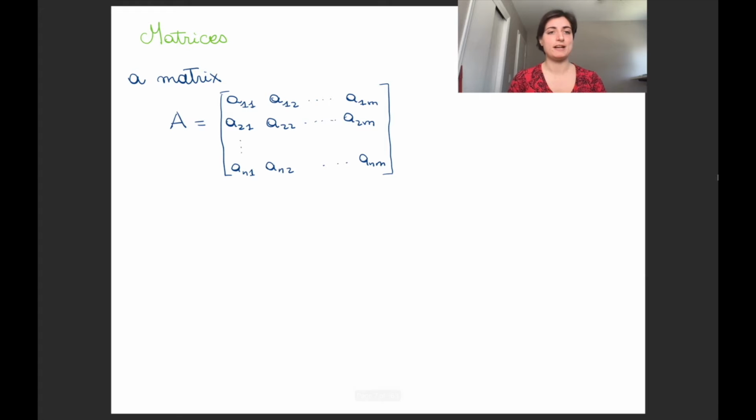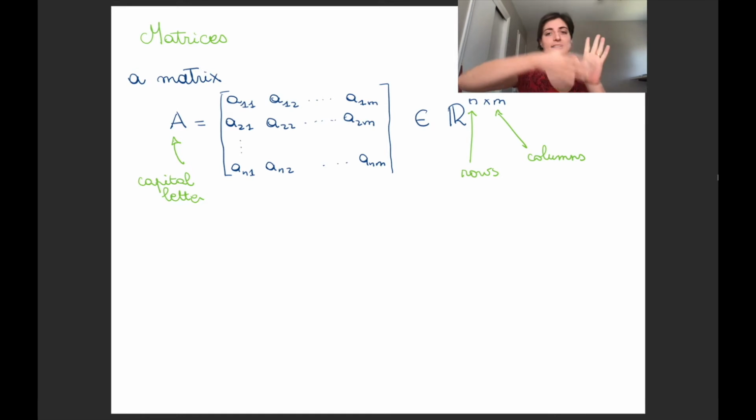What are matrices? Well, on a very formal level, a matrix has this shape. It's usually denoted by a capital letter, and it's a box of values. We write it like this: it belongs to R to the power n times m, where n is the number of rows you have and m is the number of columns. Each combination of row and column is a value.